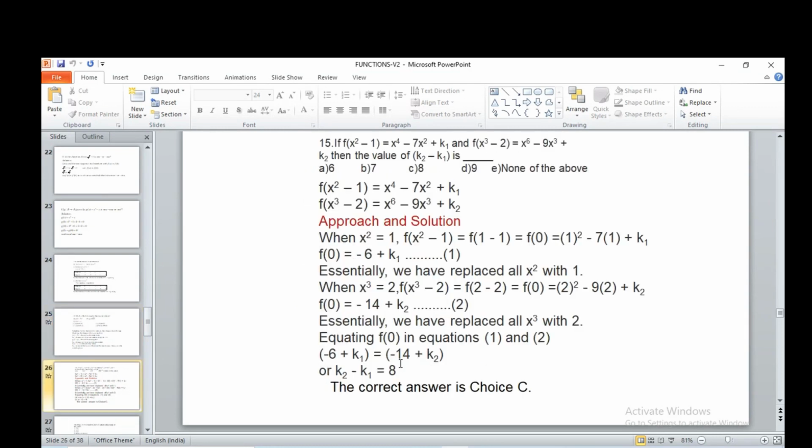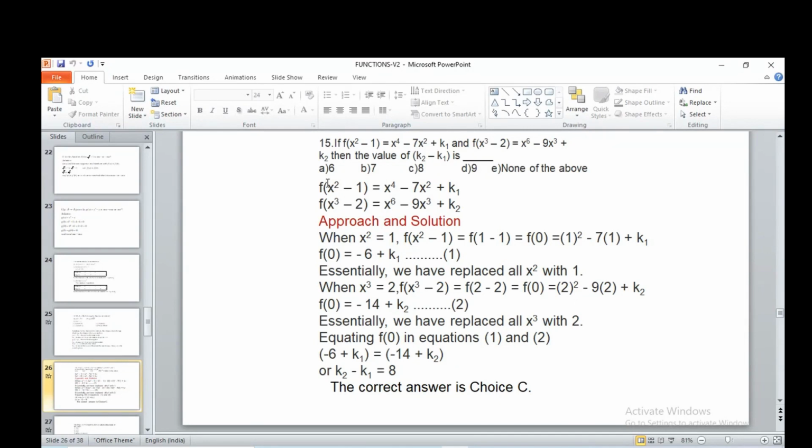Next one. If f of x square minus 1 is equal to x power 4 minus 7x square plus k1, and f of x cube minus 2 is equal to x cube minus 9x plus k2, find the value of k2 minus k1. Here they have given four options: 6, 7, 8, 9, none of the above. So how to approach these two equations? In the first function they have given x square minus 1, and in the second function x cube minus 2.